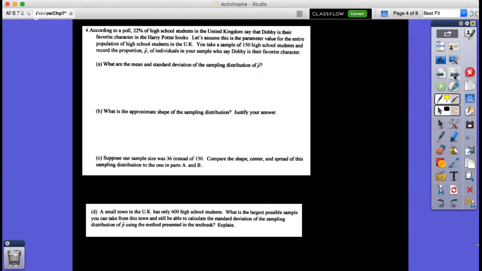So let's talk about this first. First off, we recognize that P is equal to 0.22 because it's the population. And remember, context, it's all UK students. They say that Dobby is their favorite character in the Harry Potter book. All right, let's assume this is the parameter value of the population of high school students. You take a sample of 150 high school students. So before we do any of this, we know that big N is all UK students, okay?